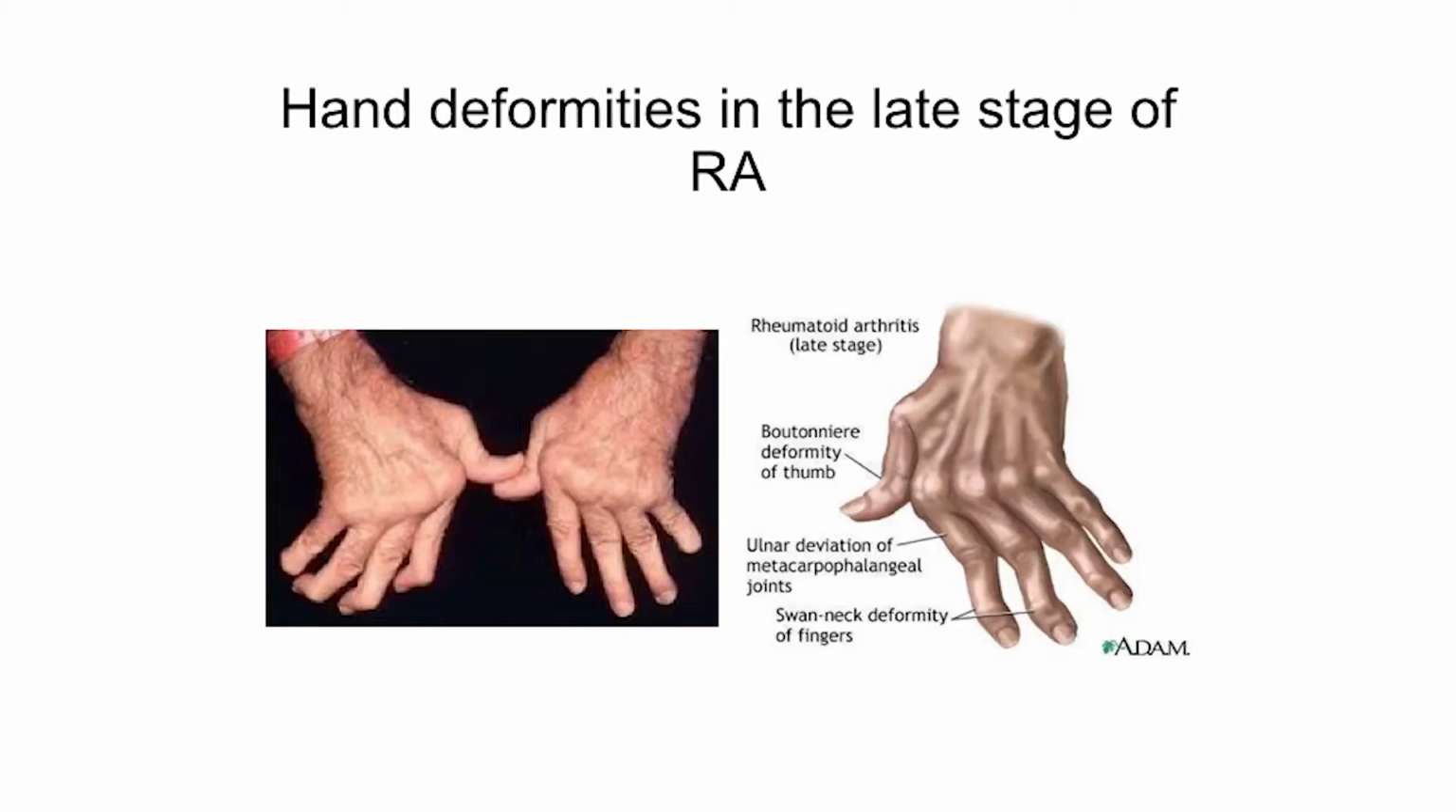Then we find swan neck deformities. These are when the distal interphalangeal joint has a flexion deformity and the proximal interphalangeal joint has a hyperextension deformity. This forms the Z shape of the fingers but actually resembles the neck of a swan, hence the term swan neck deformity.